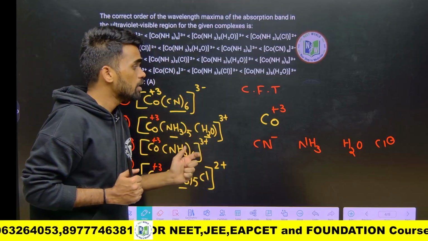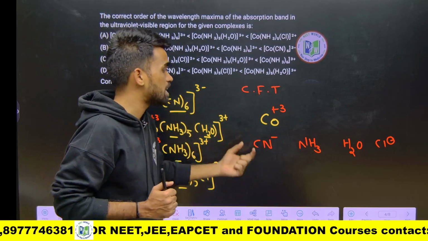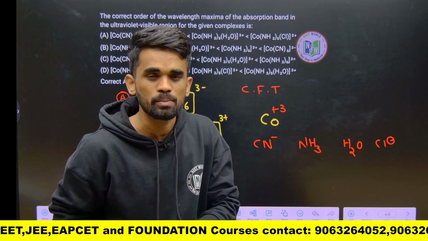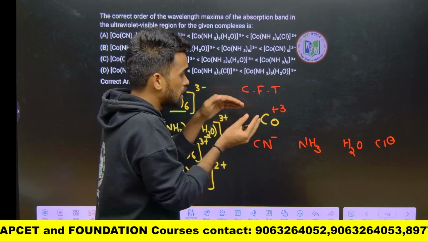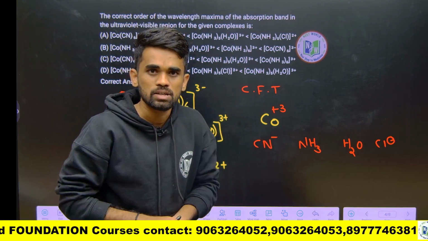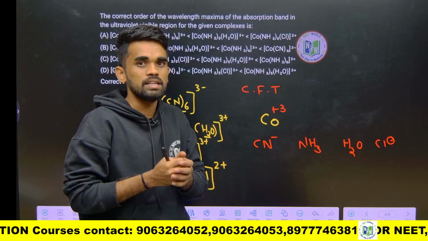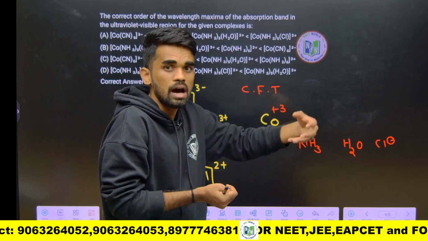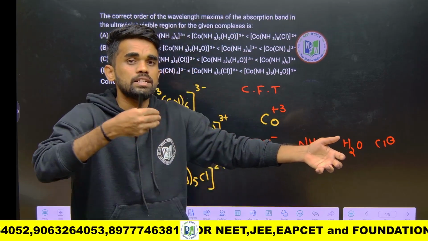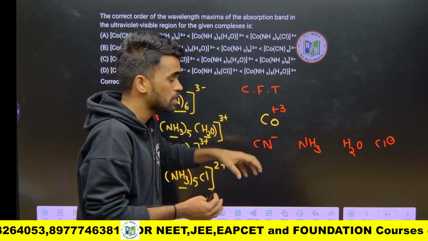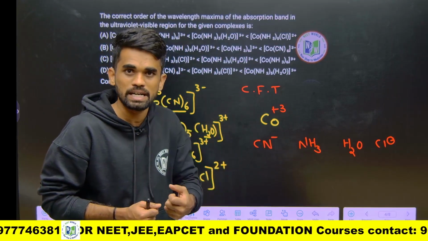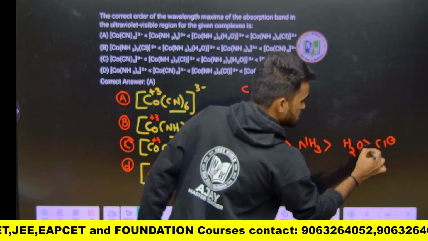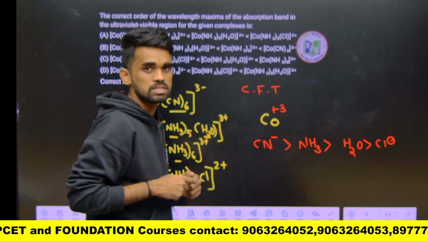The answer will be completely decided by these ligands. We have studied the spectrochemical series. What is that? The arrangement of ligands based on their splitting ability. A few ligands have greater splitting ability and a few have lower splitting ability, depending upon their ability to split the orbitals of the metal atom. That is the experimental data we have. In that series, cyanide ion is greater than ammonia, and then water is greater than chloride ion.